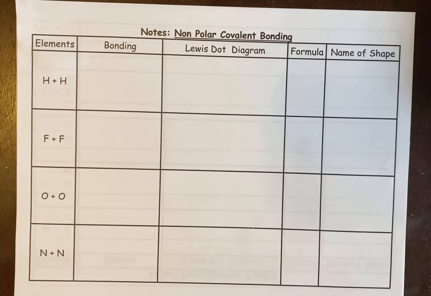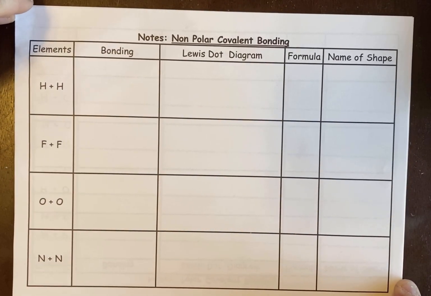Today we're going to be drawing Lewis dot diagrams for covalent compounds, both polar and nonpolar, and eventually we'll get to some exceptions which are called coordinate covalent bonds, and we'll draw those as well. So let's start with the nonpolar and we will work our way up.